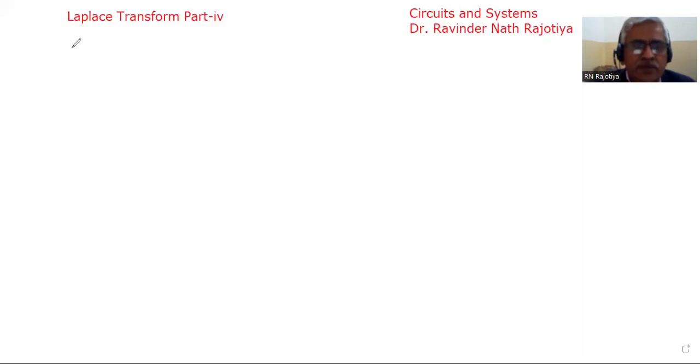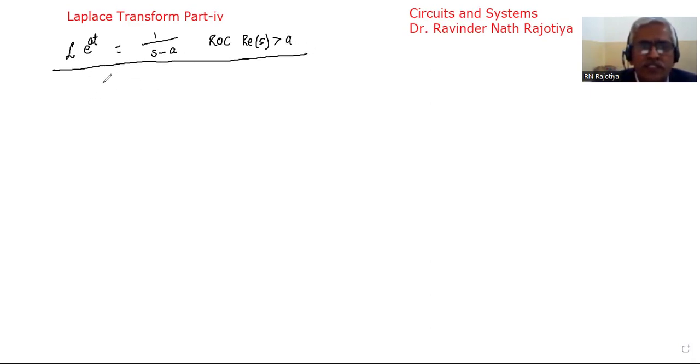in the last lecture, finding out the Laplace of e power of at, and we found that the solution was equal to 1 over s minus a. And we also saw the ROC was the real part of s is greater than a. So let's now modify this signal and say that you want to find out the Laplace of e power of minus at.